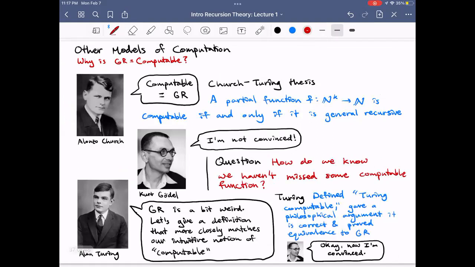So as I said, he defined something which is now called Turing computable. Of course, he didn't call it that. He gave an argument for why it's correct, and he proved that it's equivalent to general recursive. And apparently, Gödel was then convinced that this was the correct definition. So Turing's argument was maybe more convincing on these intuitive grounds. Now I'm going to try to describe what Turing computable means and briefly mention why it is equivalent to general recursive.